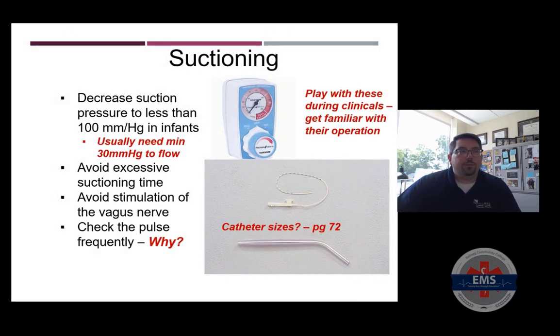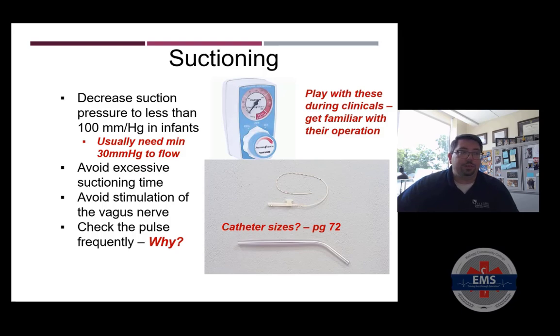When it comes to suctioning, we know that we need to decrease suction pressure to less than 100 millimeters of mercury in infants. Usually it needs to be at a minimum of 30 in order for it to flow. You're going to see these vacuum units on the wall. Pay attention with them. Get a chance to play around with them when you can.